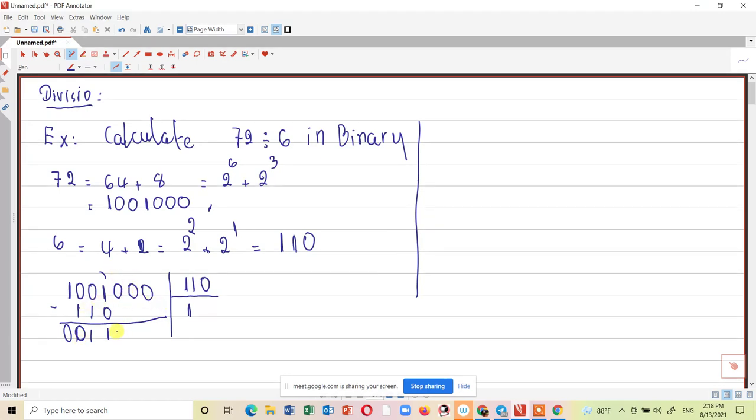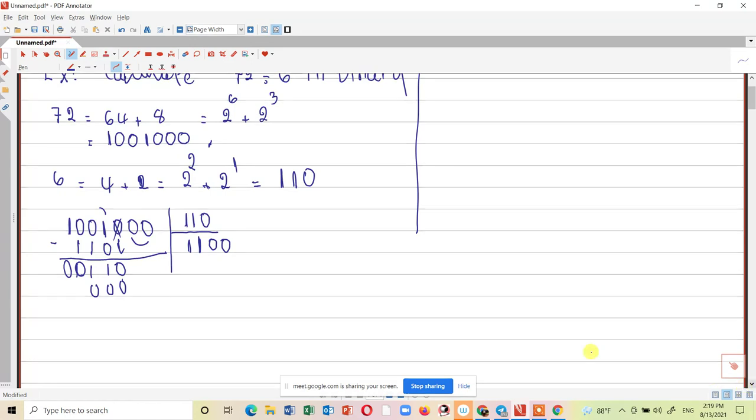And next, we drop this 0 into this one, so we got 1 in here, and the result is 000. And we have two zeros, we put here, zero and zero. So now we get our answer. It means that 1001000 divided by 110 is equal to 1100. This is in binary.